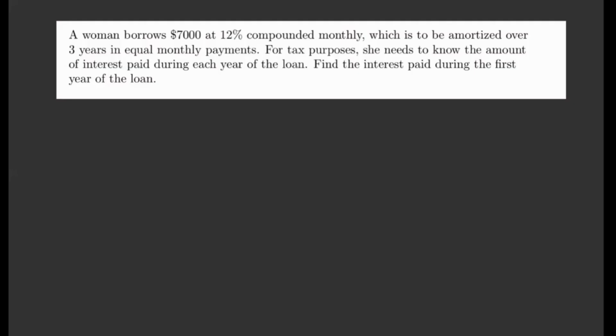So take a look at this example. A woman borrows $7,000 at 12% compounded monthly, which is to be amortized over 3 years in equal monthly payments. For tax purposes, she needs to know the amount of interest paid during each year of the loan. Find the interest paid during the first year of the loan.